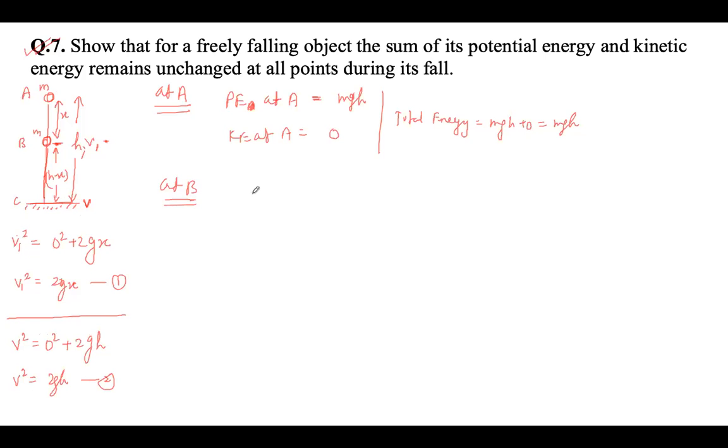At B, potential energy at B will be equal to mg into h minus x, and kinetic energy at B will be, तो B पे देखो वेलोसिटी v1 स्क्वायर है, तो काइनेटिक एनर्जी हाफ m v1 स्क्वायर. If we write it, it will be half m v1 square is 2gx, 2 and 2 gets cancelled. So this is mgx.